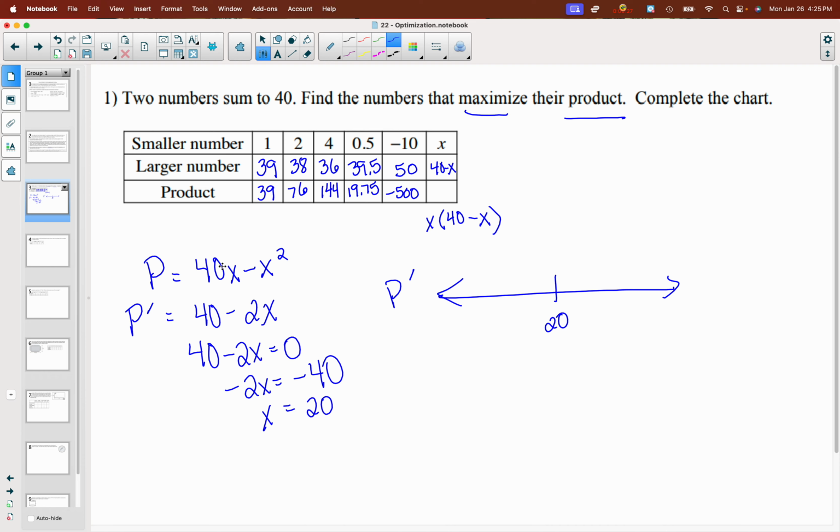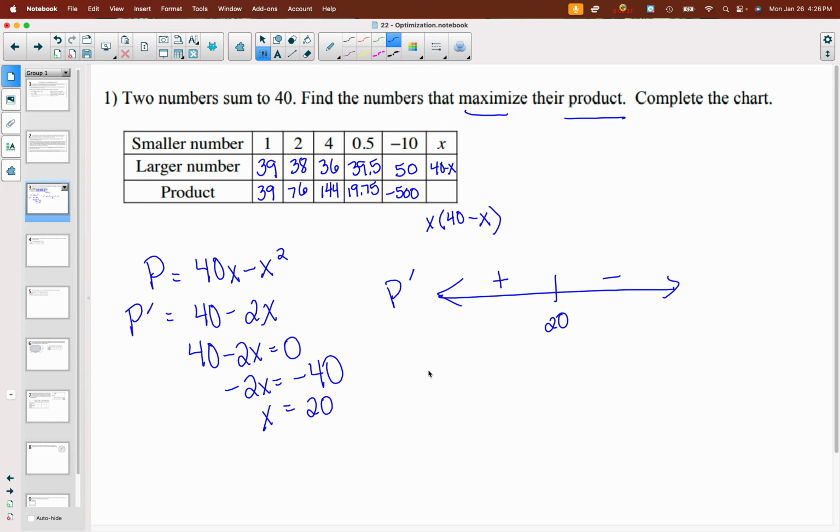No, sorry, I was plugging it into P. Don't want to do that. If I plug in a 10 into P prime, 40 minus 20, we end up with a positive number. And if I plug in something larger than 20, like 30, 40 minus 60, I'm going to have a negative. So if I want to maximize, now the reason I do the little sign chart is I want to show that it indeed is a maximum. P prime is going from positive to negative, so that means my product is going from increasing to decreasing. So we know at 20, we have a max.